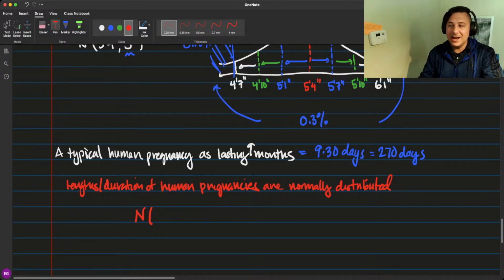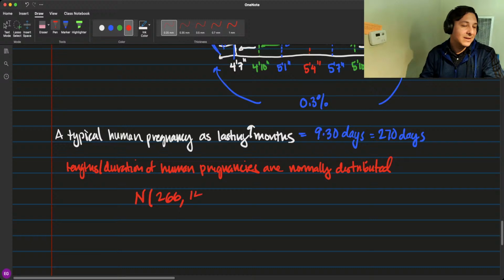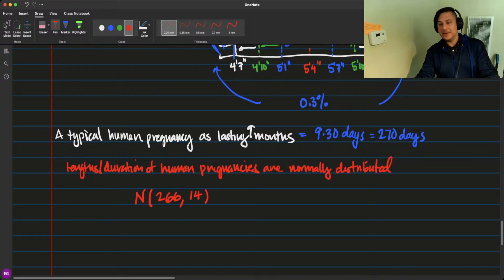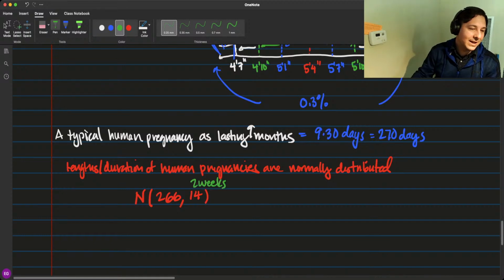And the average is actually not 270 days. It's 266 days. And the standard deviation for pregnancies is 14 days. And 14 days in terms of months is approximately what? Yeah, so that's 2 weeks. So the standard deviation is 2 weeks. And 266 days is a little less than 9 months. It's basically like 8.7 months. We just round up, basically.